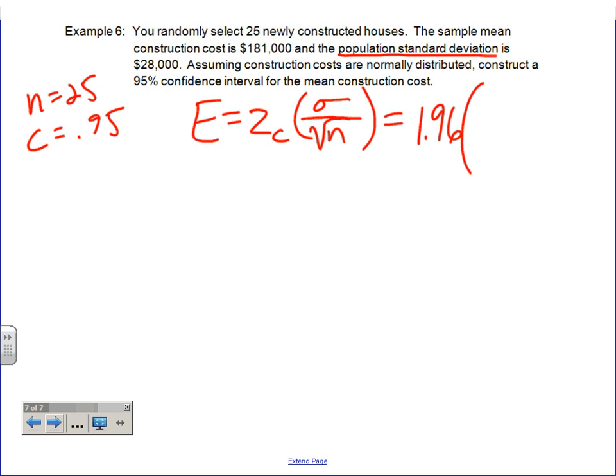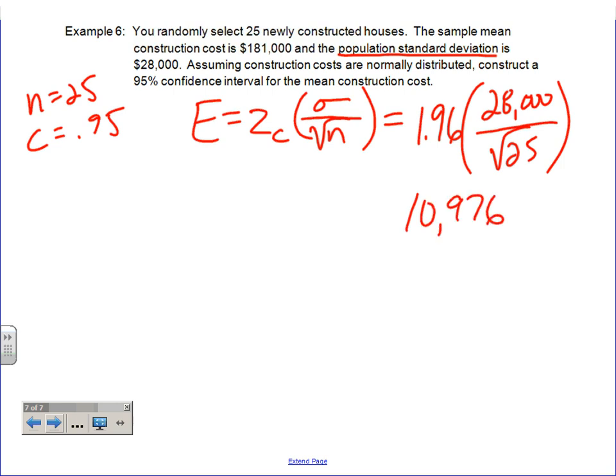We know we've got sigma is 28,000, I believe, right? So 28,000 and square root of 25. Again, the key is you got the population here. And you do that calculation over here, and you get 10,976, or approximately. But again, that's your error.